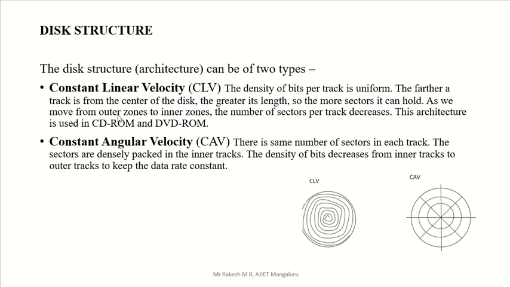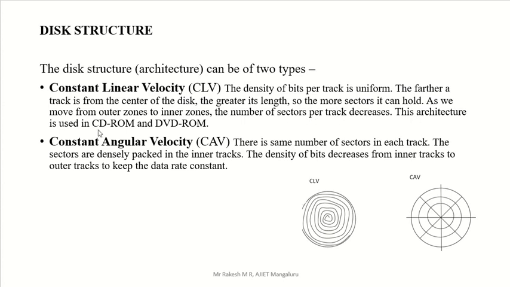As we move from the outer zone to the inner zone, that is, this is the outer zone and this is your inner zone, the number of sectors per track decreases. Sector means it is a part of the track. We are dividing a track into small areas, and that is called a sector. So here the track is large, and as you come to the middle point, the track becomes small. Track becomes small means sectors become small. As we move from outer zone to inner zone, the number of sectors per track decreases.